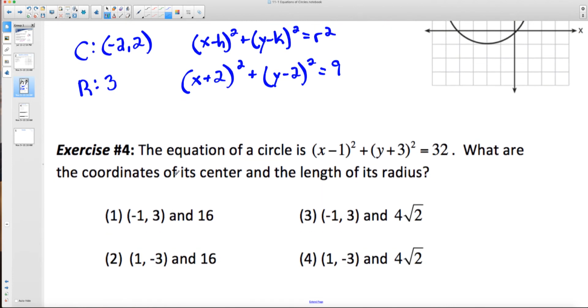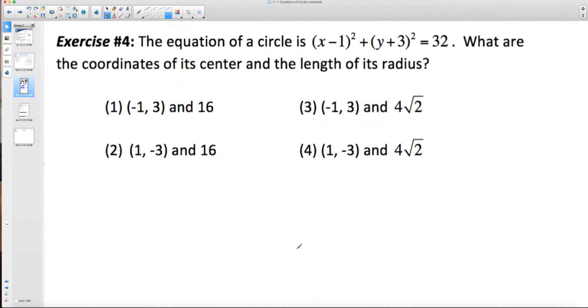Okay, moving on, exercise 4 here. Okay, we have an equation. What are the coordinates of its center and the length of its radius? Center is going to be straightforward. It's going to be h and k. So it would need to be 1 and -3. Remember, it's going to be opposite signs. And then the radius, okay, well that's 32, but again, that represents r squared.